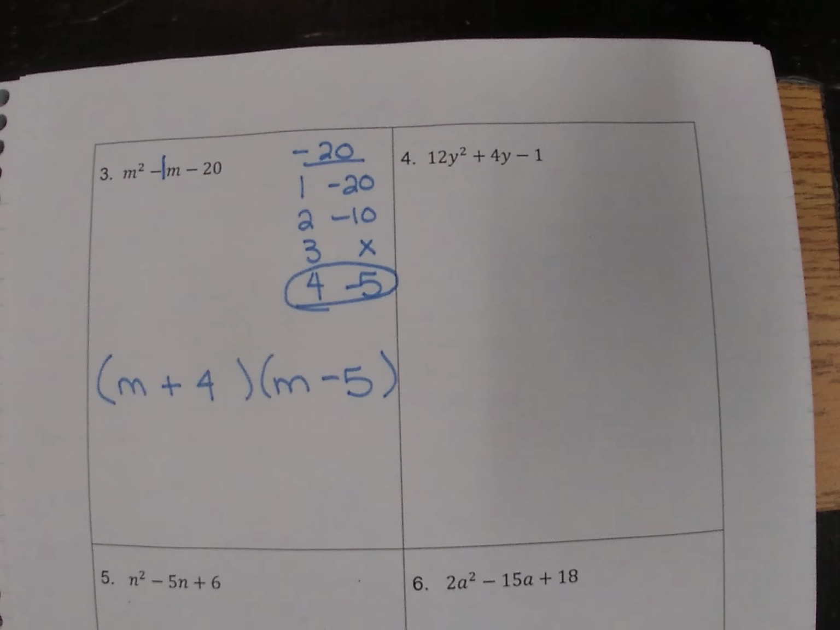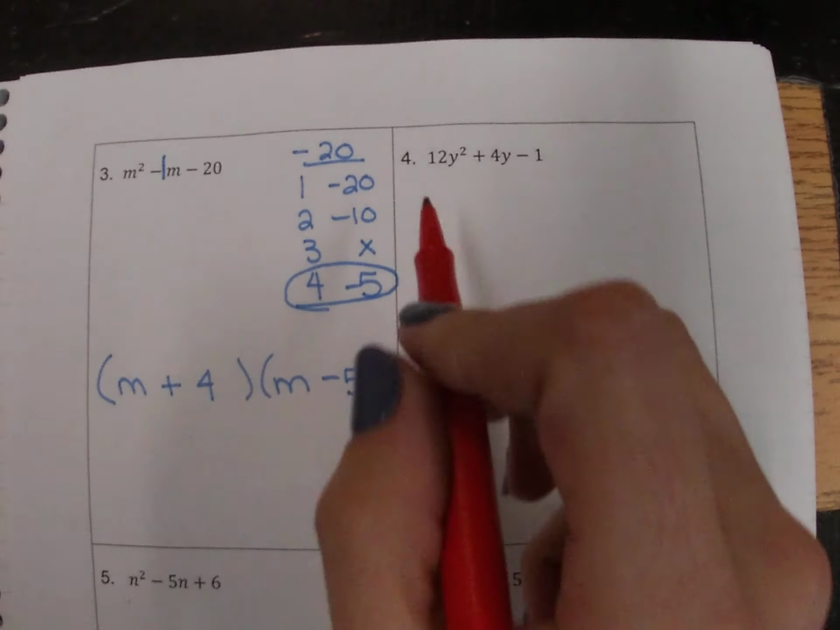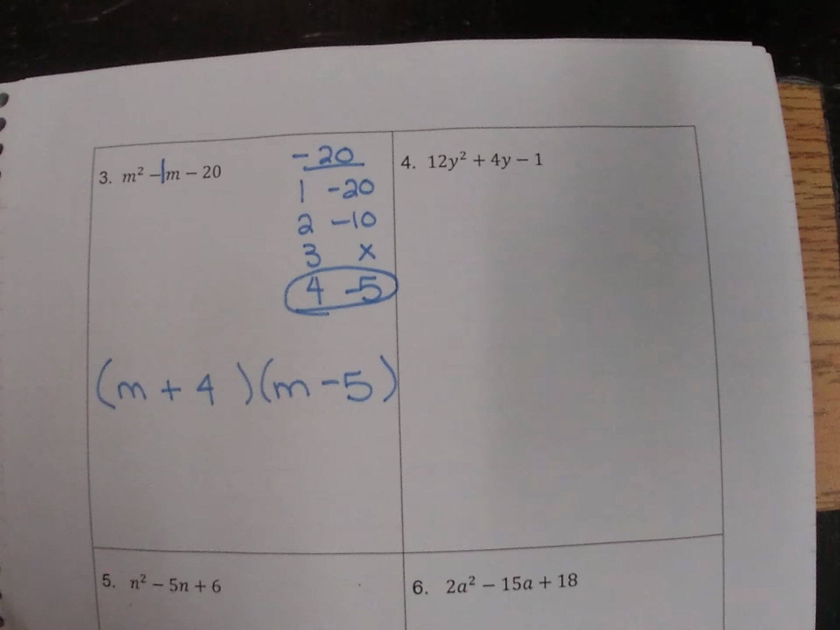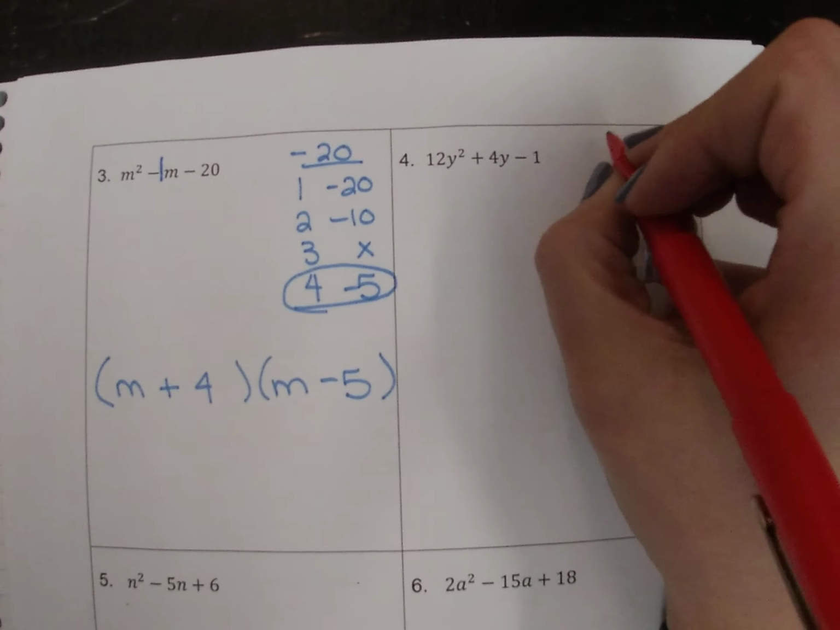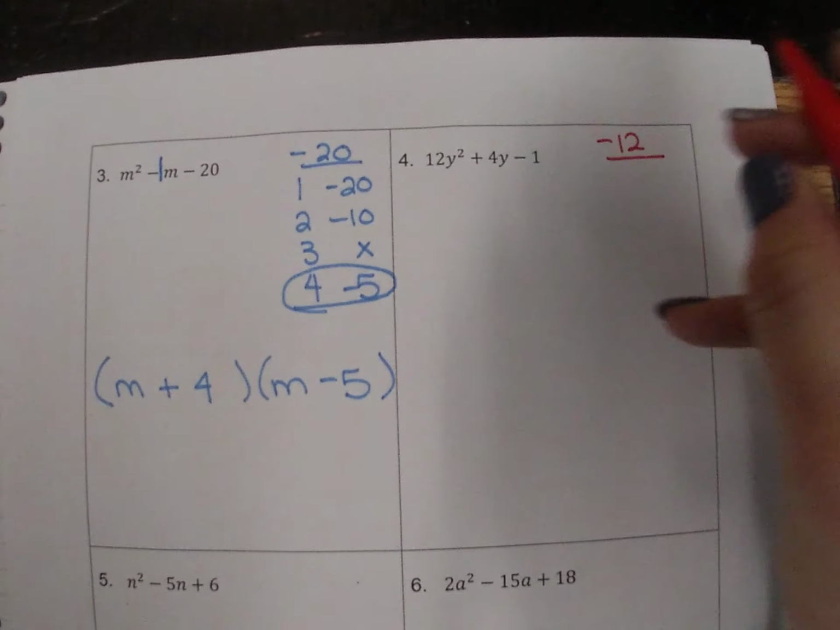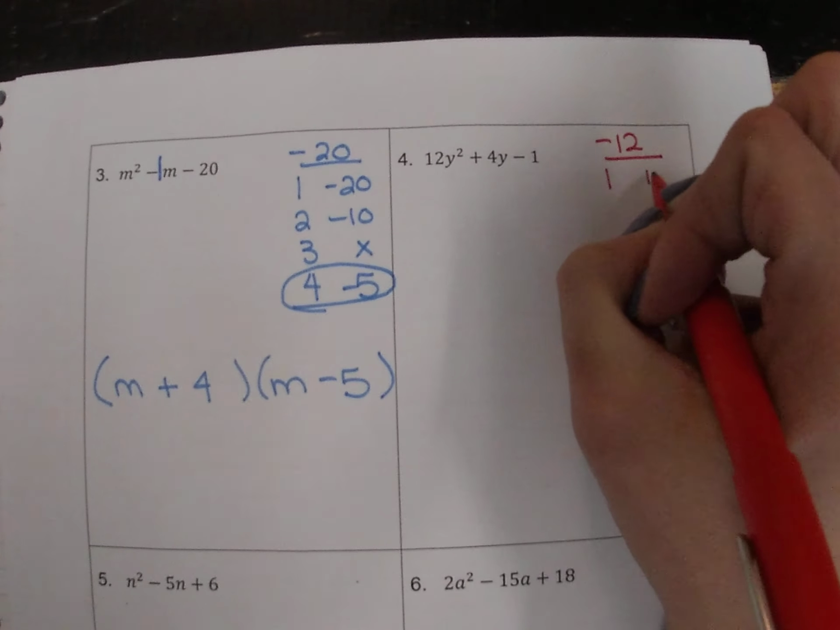Number 4, we cannot use the shortcut on. Number 4, a value is 12. So when we take 12 times negative 1, we get negative 12. We make our list.